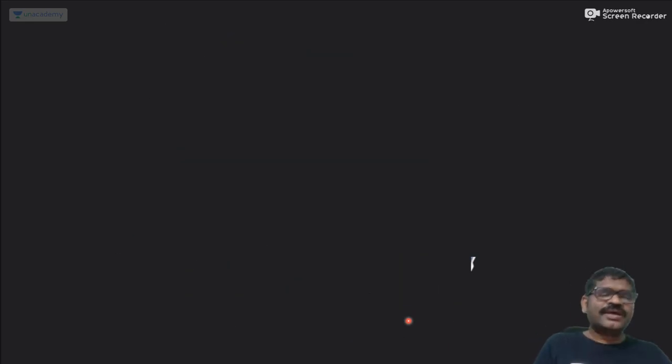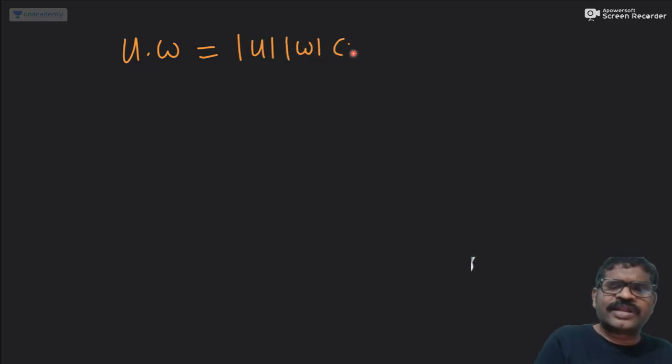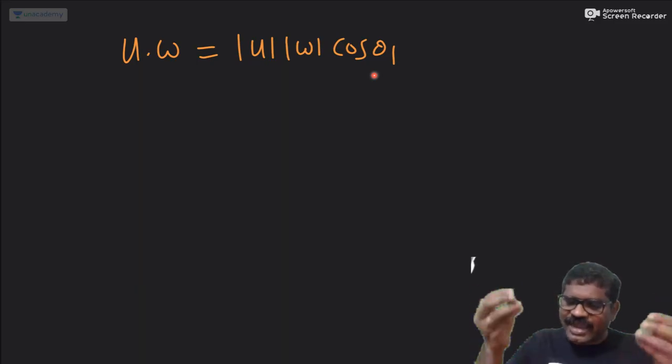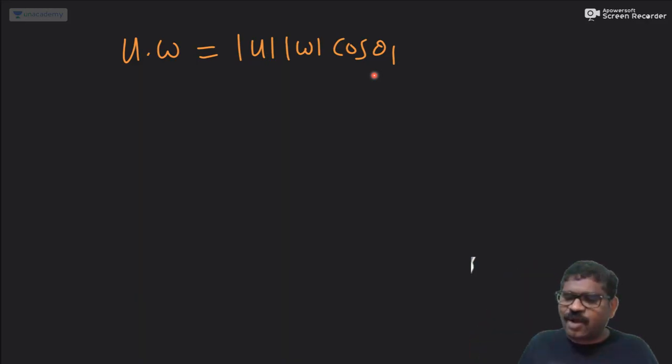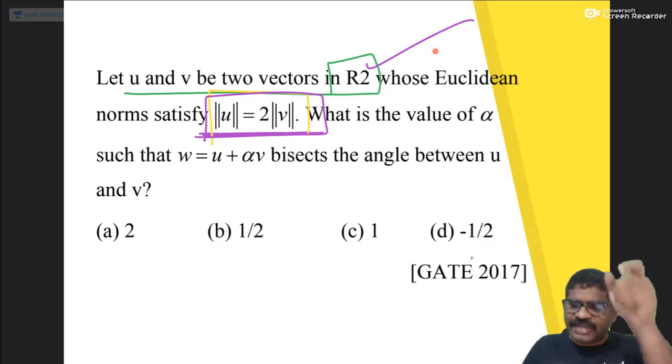Now, U bar dot W equal to mod U bar into mod W bar cos theta 1. Chandani, from where I have taken U and V? I have assumed. It is not given in the data. I have assumed U and V. How to assume U and V? They have given a hint here, R square. Based on that, I got that idea.